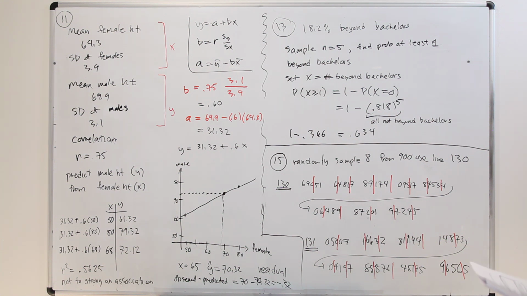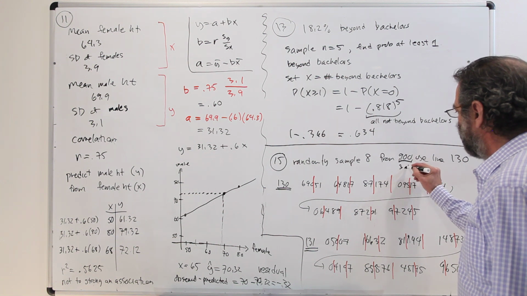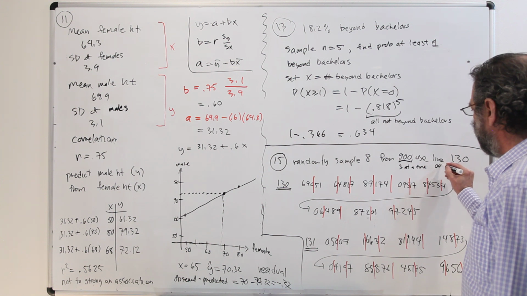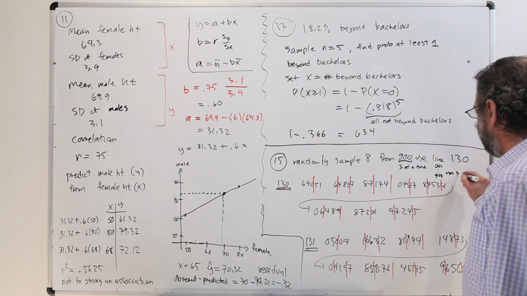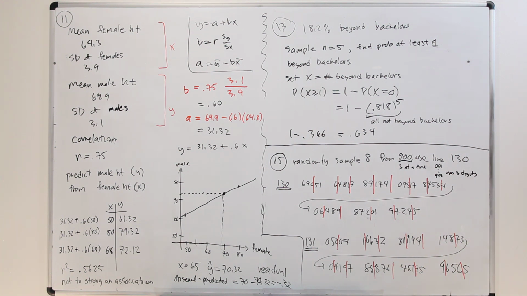I skipped over 14 because it takes too much space. We're using the random number table with line 130 to pick a random sample of size 8 from a list of 900 individuals. So the 900 tells us we're going to use 3 digits at a time, because we're going to be numbering our individuals 001 up to 900. So we're looking for 3-digit numbers between 1 and 900. And so we'll go into the random number table and mark it off in 3-digit blocks.